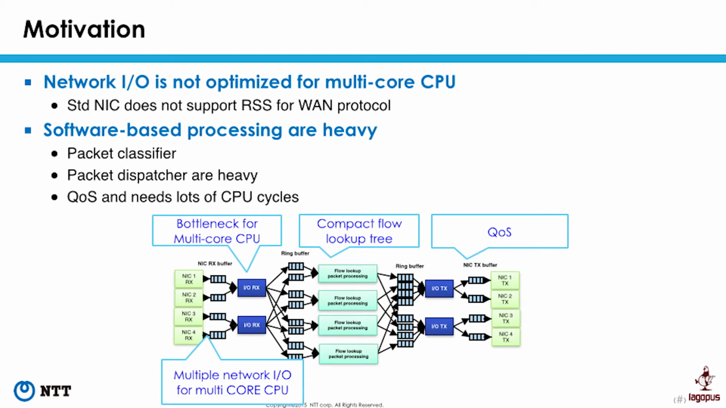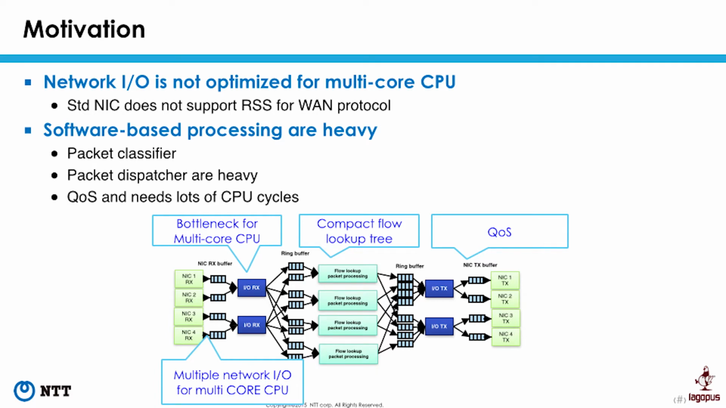And also, we think software-based processing is very heavy in some cases. With packet classification, the packet dispatcher is also very heavy if we only use the CPU cores. QoS and policing need a lot of CPU cycles. So that's why we want to offload such processing to the hardware.